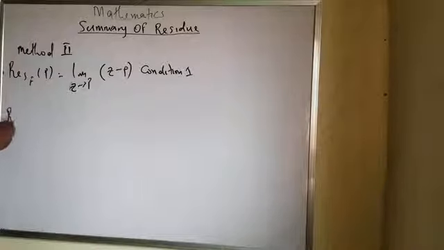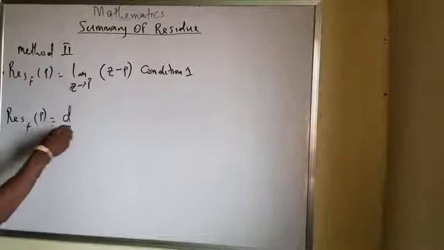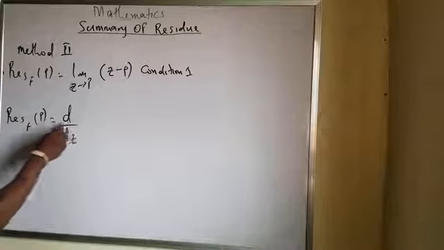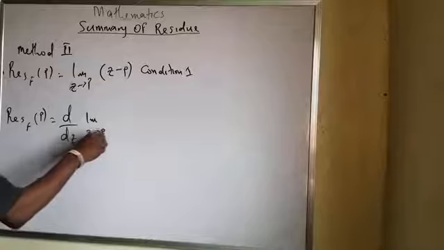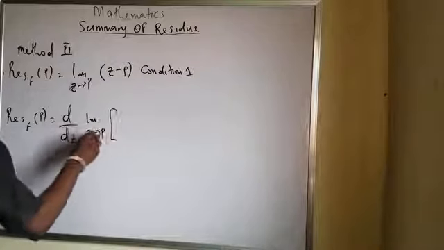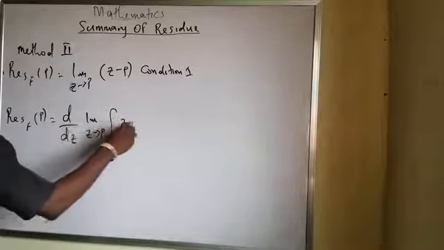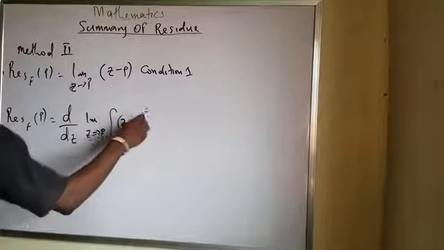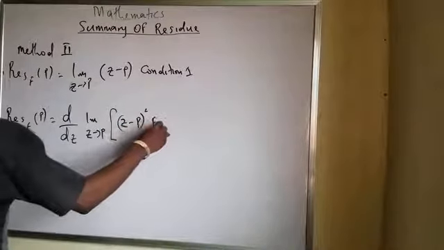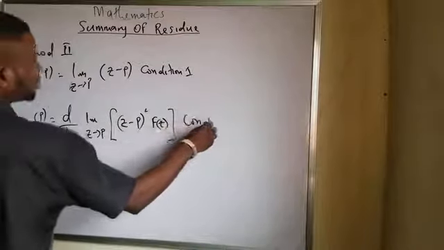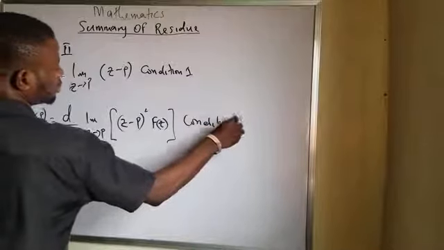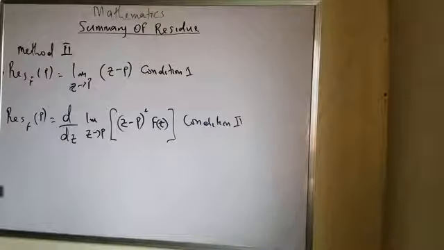Now, when my f of z has a power, that is condition 2. The residue at p equals d/dz, with a limit as z goes to p, of the big bracket z minus p squared times f of z. That is condition 2.